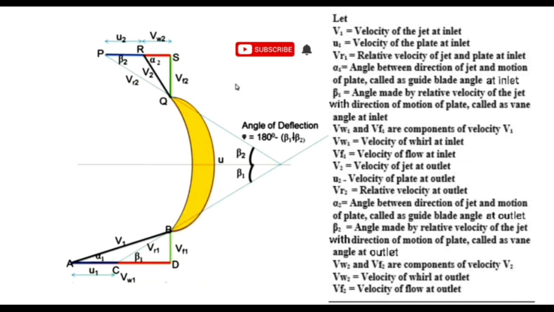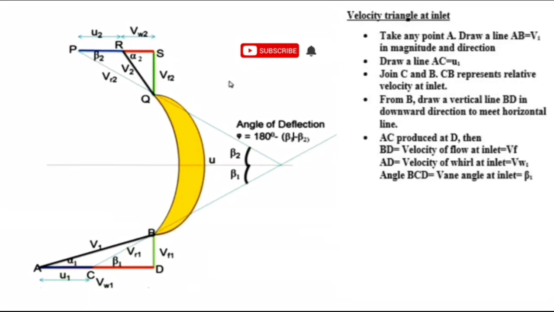So now we will move to how to draw the velocity triangle. So let us start with the velocity triangle at inlet. Take any point A, draw a line AB is equal to V1, that is equal to velocity of jet at inlet in magnitude and direction.